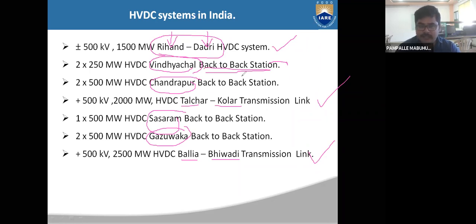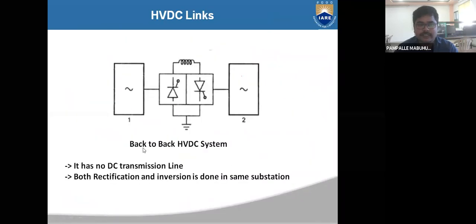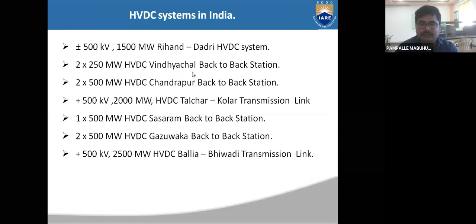As we discussed in the HVDC links, the back-to-back system will not have any DC transmission line, and the inverter station as well as the rectifier will both be in the same substation. That means a back-to-back system has the rectifier and inverter at the same station. Because of that, at Vindhyachal you have a back-to-back station, with inverter as well as rectifier both at only one location.